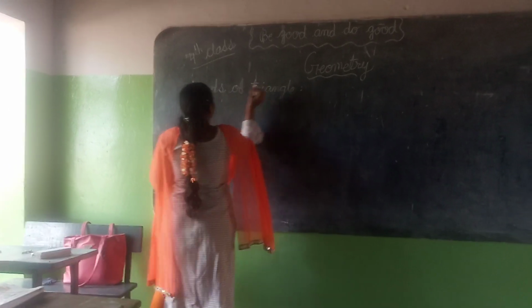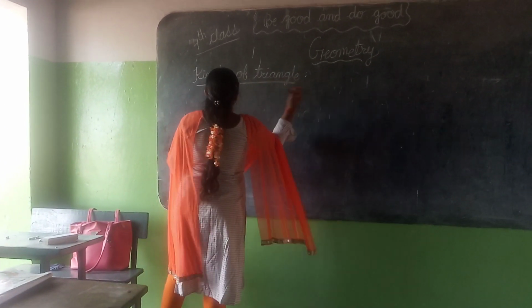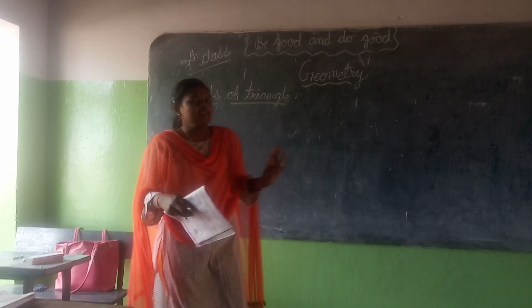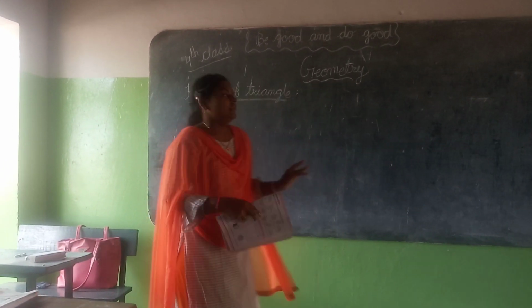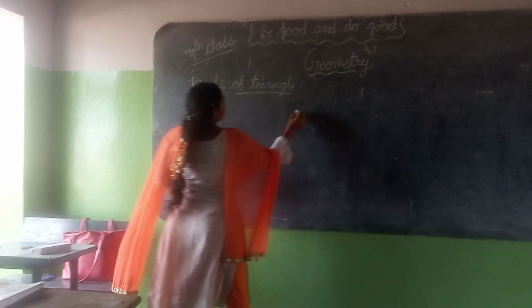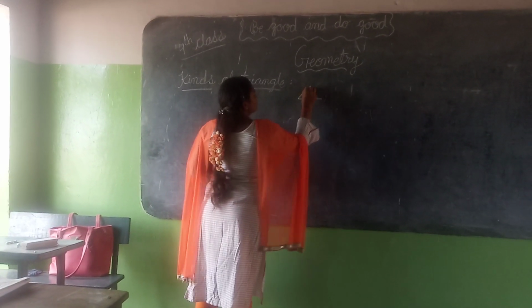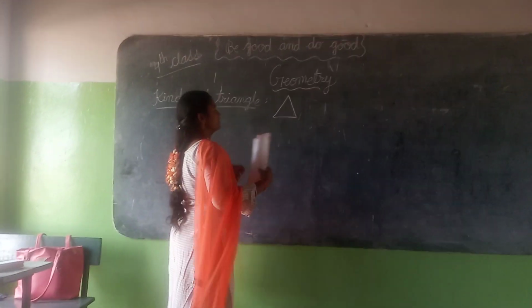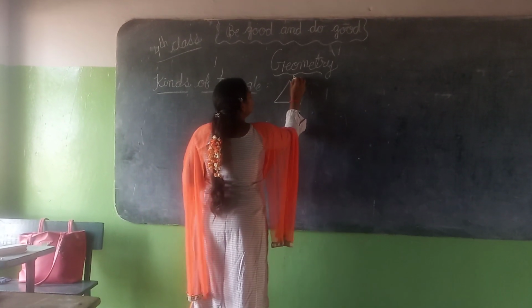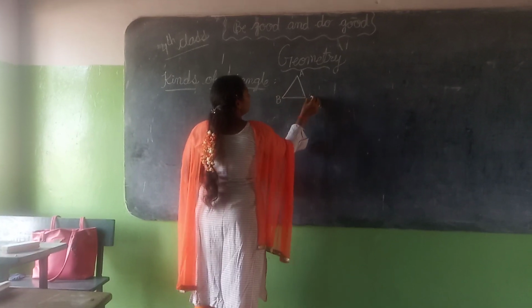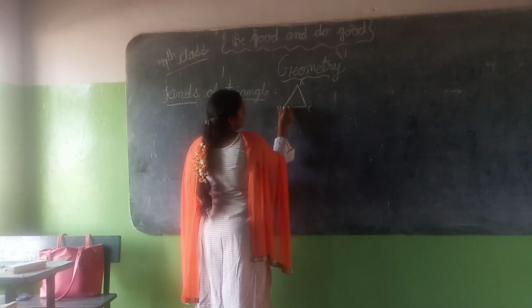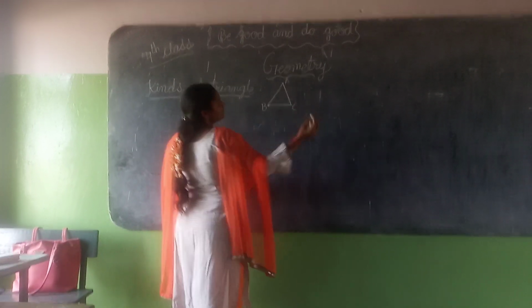So there are three types of triangles. What are they? Equilateral triangle, isosceles triangle and scalene triangle. Okay? What is a triangle first? In a triangle, how many sides, how many vertices and how many angles? In a triangle there are three vertices: this is the first vertex A, this is the second vertex B, third one is C.